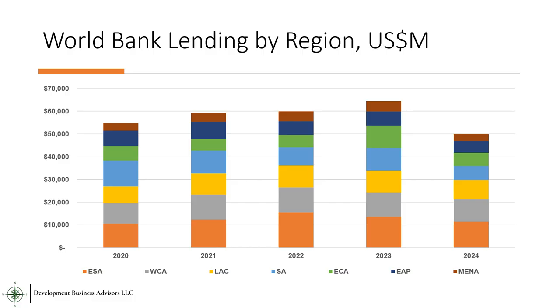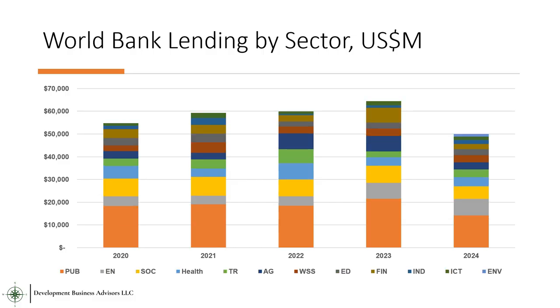If you go back 20 years or so, lending was in the $20 billion range. Now we're in the 50 to 60 billion-dollar range. So always really growing in the past couple of decades.